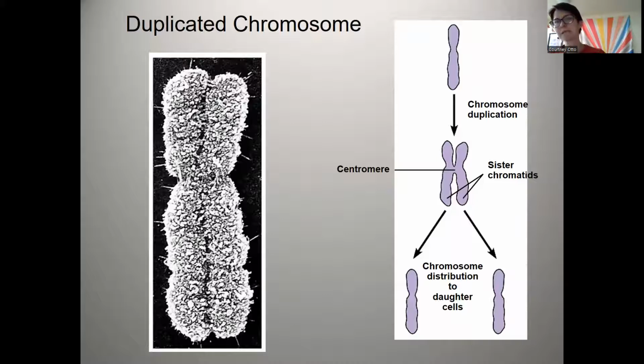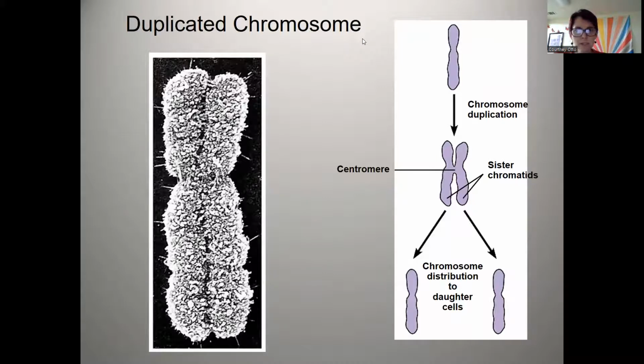Well, we're going to see that ultimately, during mitosis, our chromosomes are going to be in this duplicated form. Our sister chromatids are going to get separated from each other, and ultimately they're going to get separated and put into separate cells.